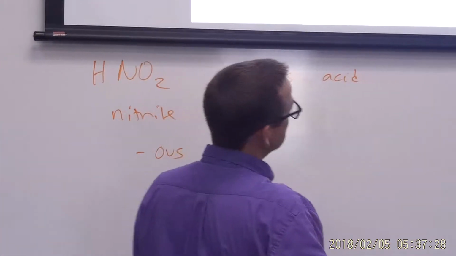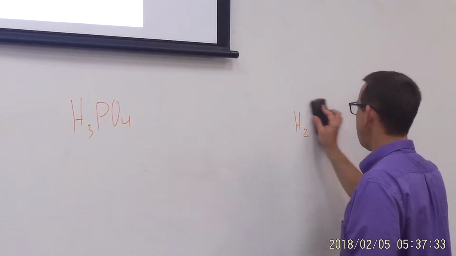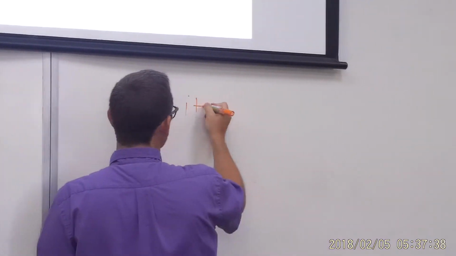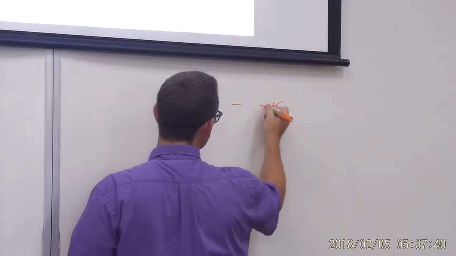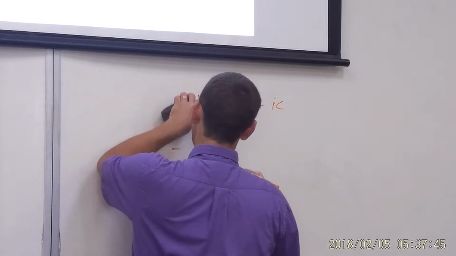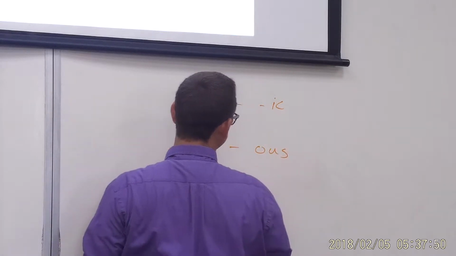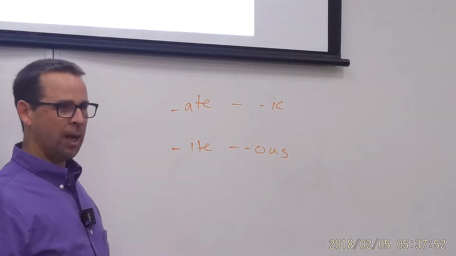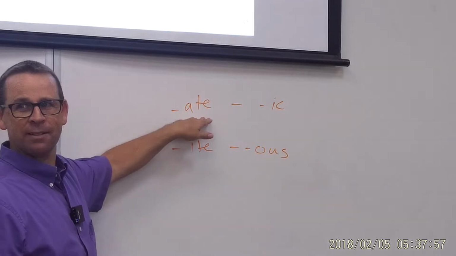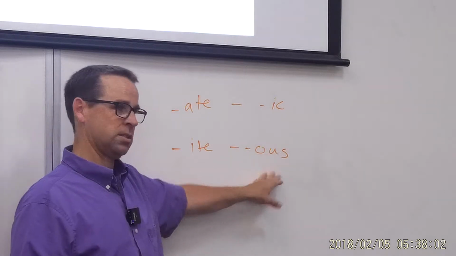So, simplified, and this is something I've inscribed at the headboard of my bed so that every time I wake up I see this: -ate goes to -ic, -ite goes to -ous. What does this mean? If the polyatomic ion ends in -ate, the acid is -ic. If the polyatomic ion ends in -ite, the acid is -ous.